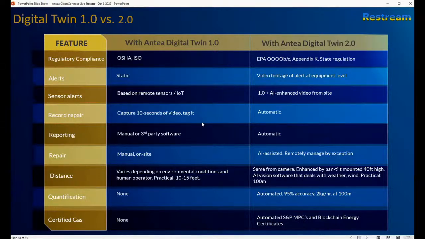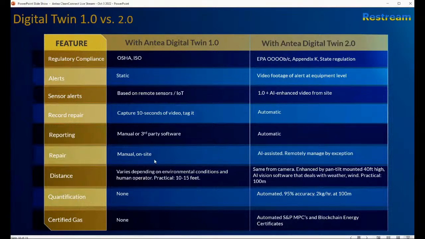On the repair side, this is an EPA thing. EPA Appendix K now requires for the first time ever that you have to record a leak and you have to record the repair. But that's all manual. People are not used to doing video management, right? That's all automatic with our system. Reporting, a lot of manual stuff you have to do today, now becomes more automated.